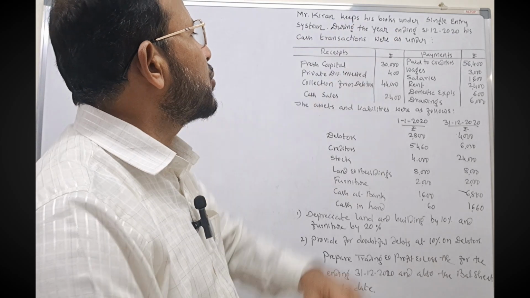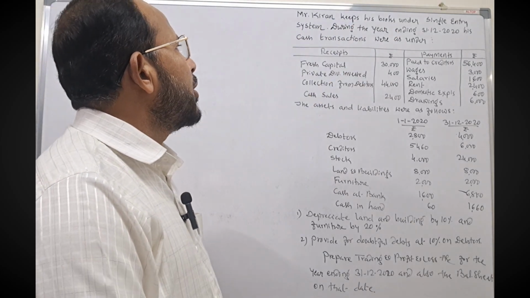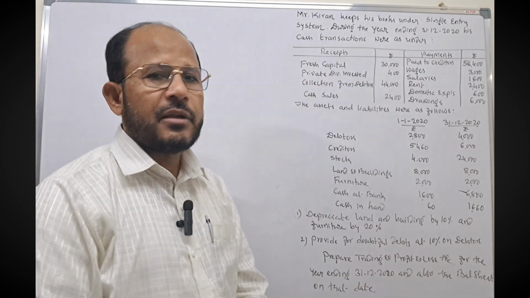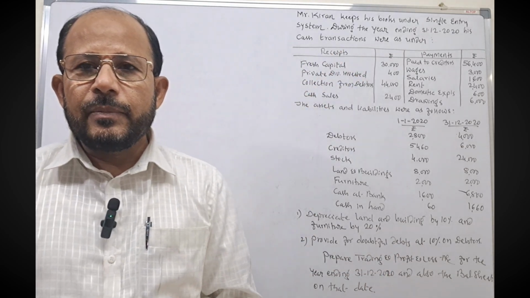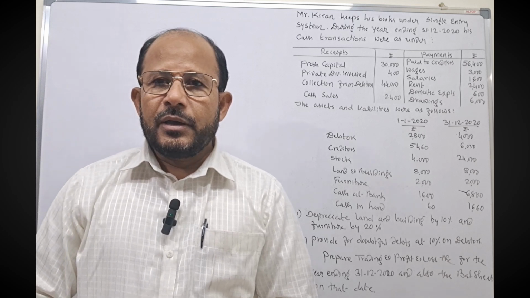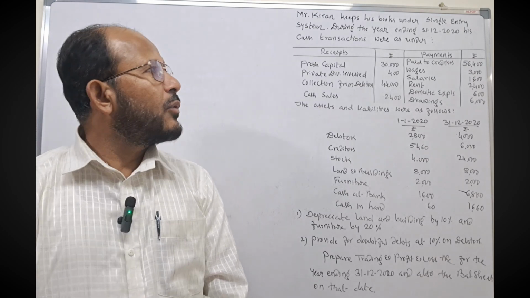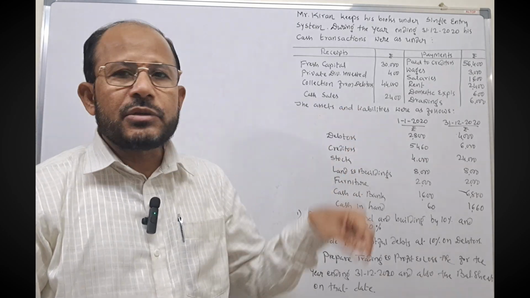Okay, let us see what is given in the problem. Mr. Kiran keeps his books under single entry system. During the year ending 31st December 2020, his cash transactions were as under. Here, Mr. Kiran is the businessman. He is maintaining his books of accounts under single entry system of bookkeeping. Now, he is providing you the details of his business.